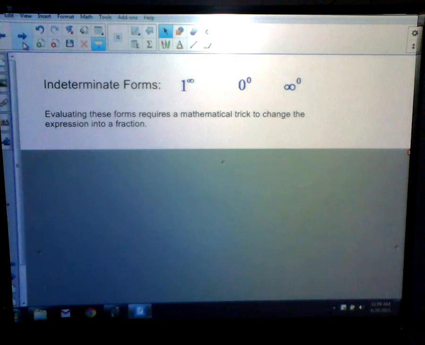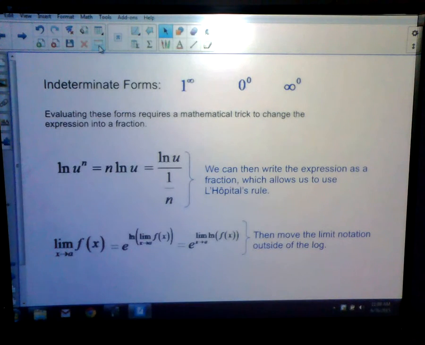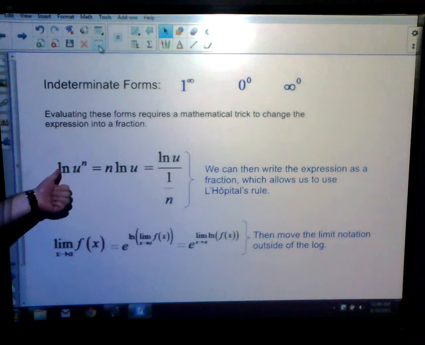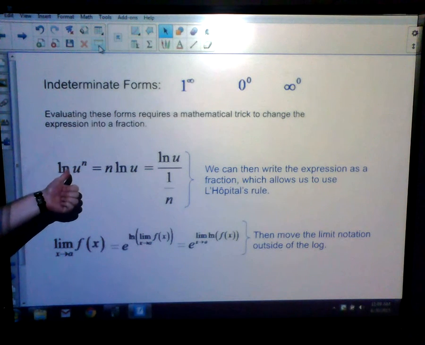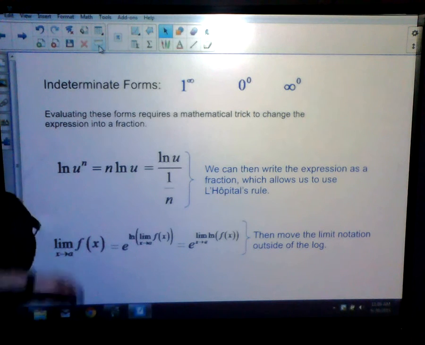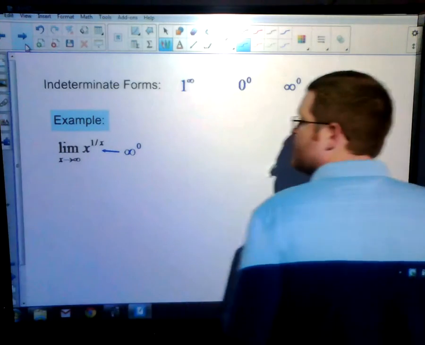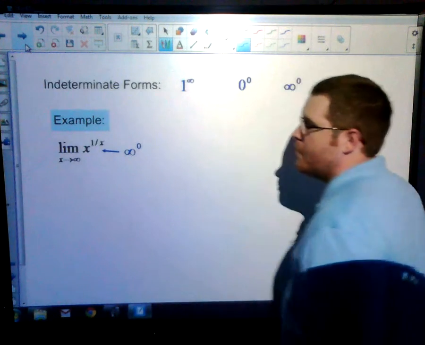These take some time to get into fractions. They're exponents. What cancels out an exponent? I can use a log, because logs cancel out exponents. But if I use a natural log, what do I have to do to cancel out the fact that I used a natural log? I've got to do e. Let's try a problem. X to the 1 over x. Well, that's infinity to the 0 power.